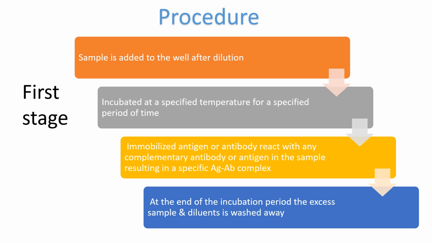Now, how do we do it? What is the procedure? The first stage is we have to add the sample in the well, after dilution. Now incubate at the specified temperature for the specified period of time. This will immobilize the antigen or antibody, react with any complementary antigen or antibody in the sample, and form the antigen antibody complex. At the end of the incubation period, the excess sample and the diluent is washed away.